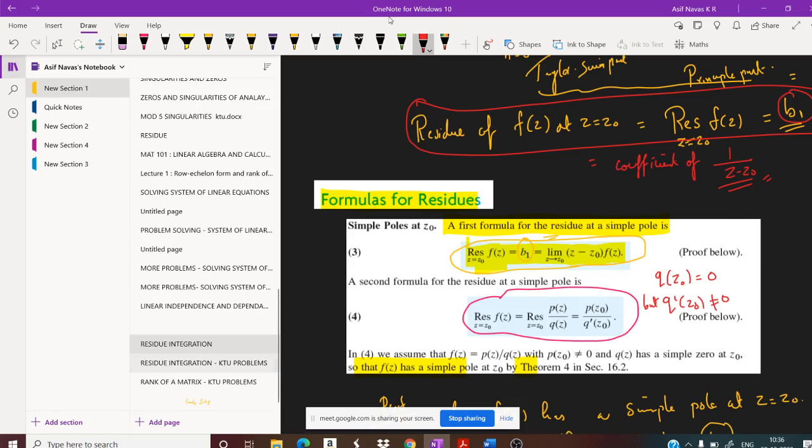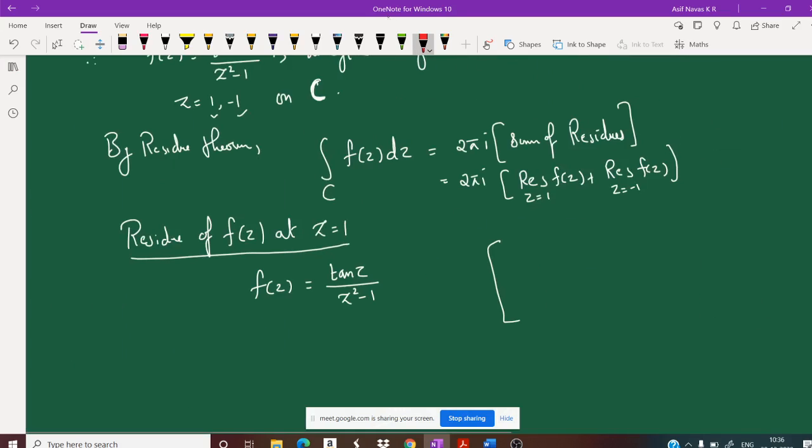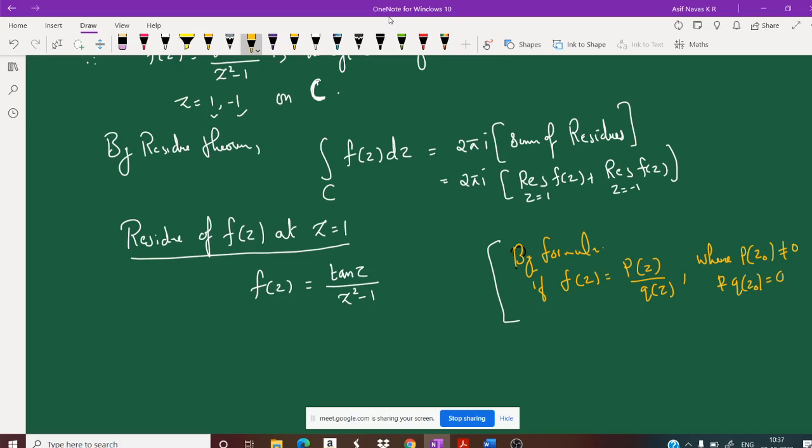Let us move to the residue. So by the formula, if f of z is of the form p of z divided by q of z, what are the conditions? p of z naught is not equal to 0, q of z naught must be equal to 0, and q dash of z naught is not equal to 0.